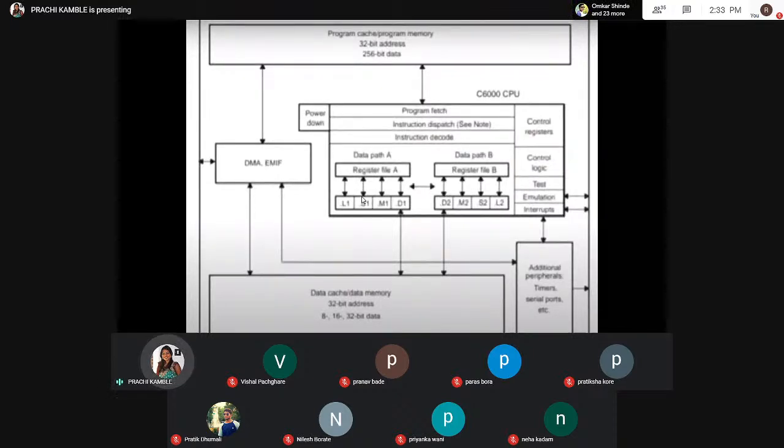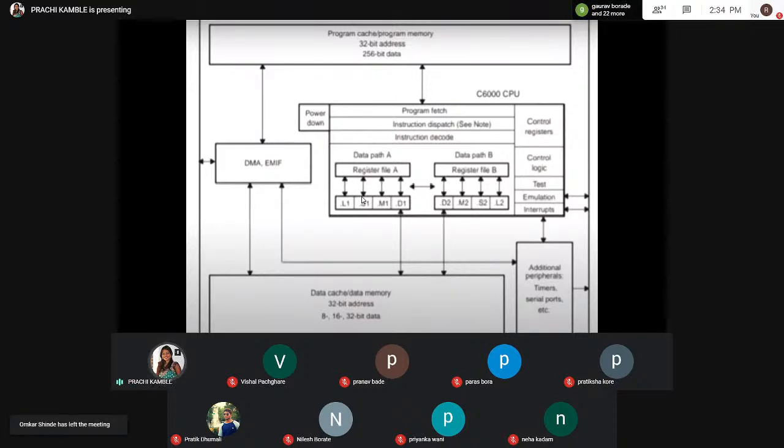The third peripheral is the expansion bus. If you don't want to use the HPI or EMIF port, there is an expansion bus. You can use the expansion bus and directly connect with the CPU. This expansion bus operates in 2 modes. The first is asynchronous mode, and the second is synchronous mode. In asynchronous mode, it acts as a slave, and in synchronous mode, it acts as a slave as well as master. So this is about the expansion bus.